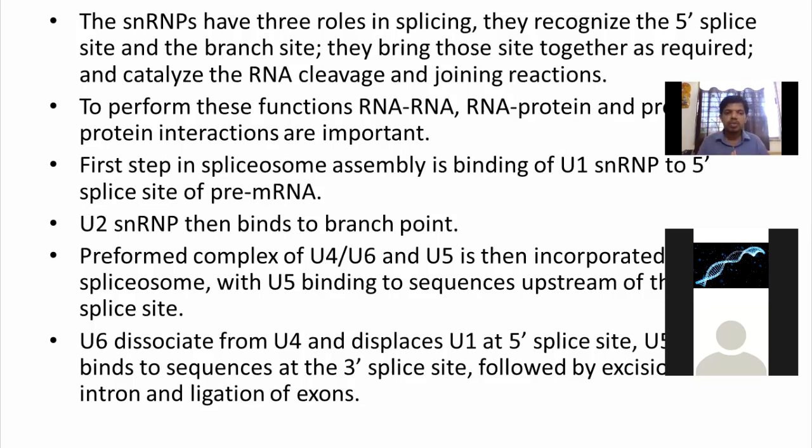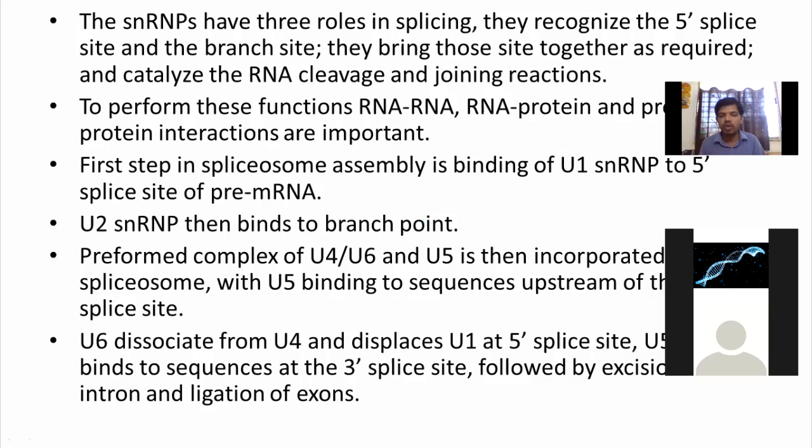So the first step in spliceosome assembly is binding of U1 snRNP to the 5' splice site of the pre-mRNA. U1 snRNP will attach to the particular 5' splice site of the pre-mRNA. Then U2 snRNP binds to the branch point. We know that the branch point always contains adenine because it is highly conserved. Then the preformed complex of U4, U6, and U5 comes in. It means that all these RNAs form a complex. It is called the preformed complex.